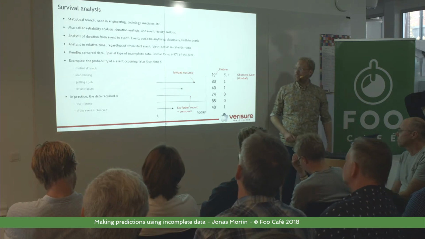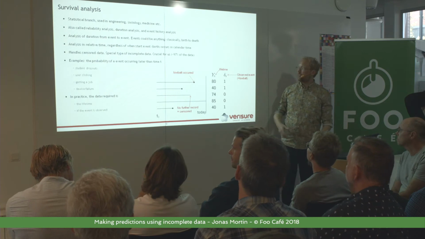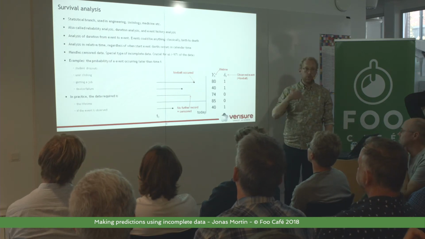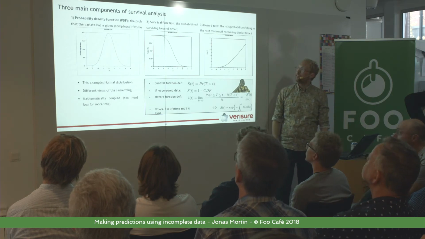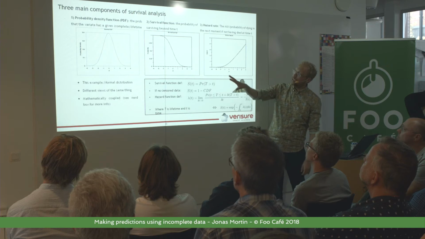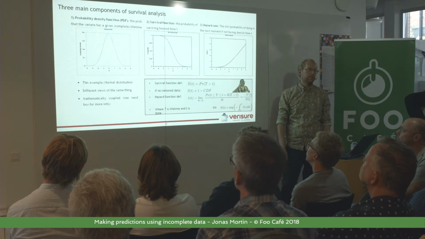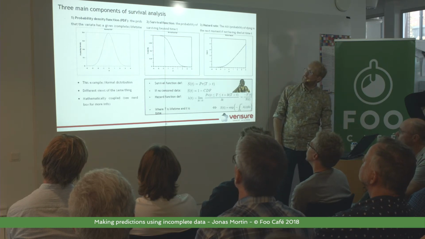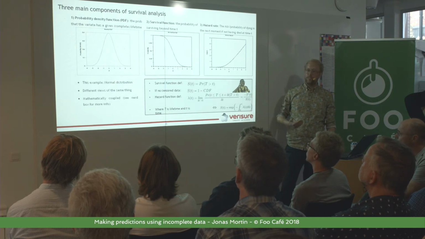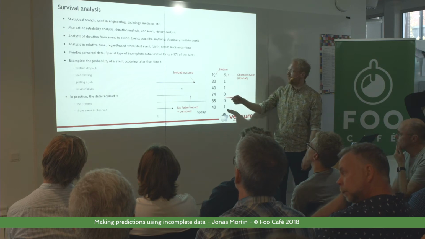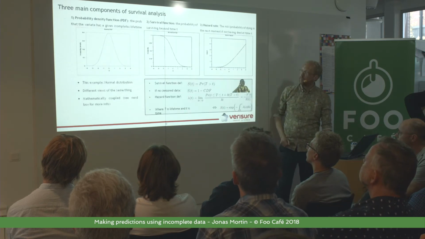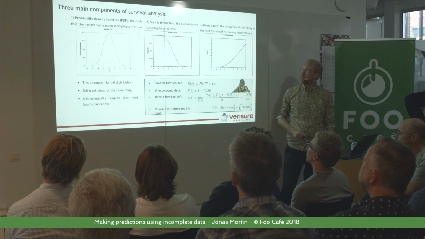So in survival analysis in practice, all you need, at minimum, is these 2 columns. And what you can get out is 3 main components of survival analysis. To the left, you have the probability density function, the PDF. Simply put, it's the probability that the variant has a given complete lifetime. In the discrete version, it will be a histogram of this list. There will be one who lasted 80 days, one 40 days, and so on. And then it creates this function.